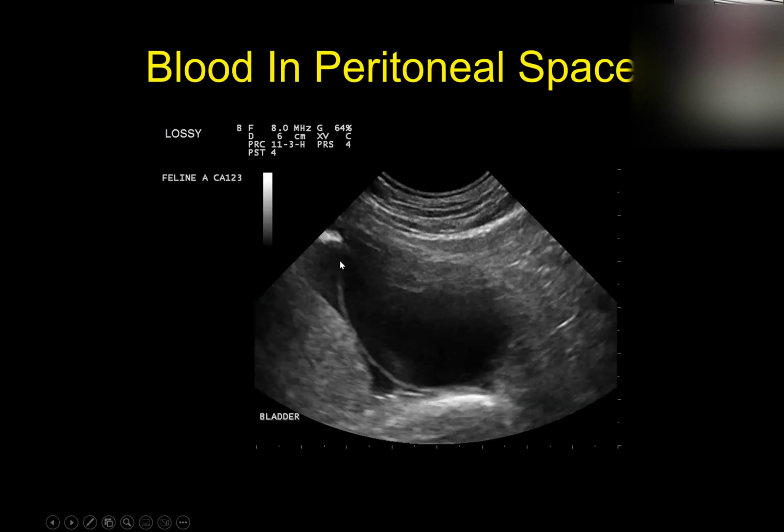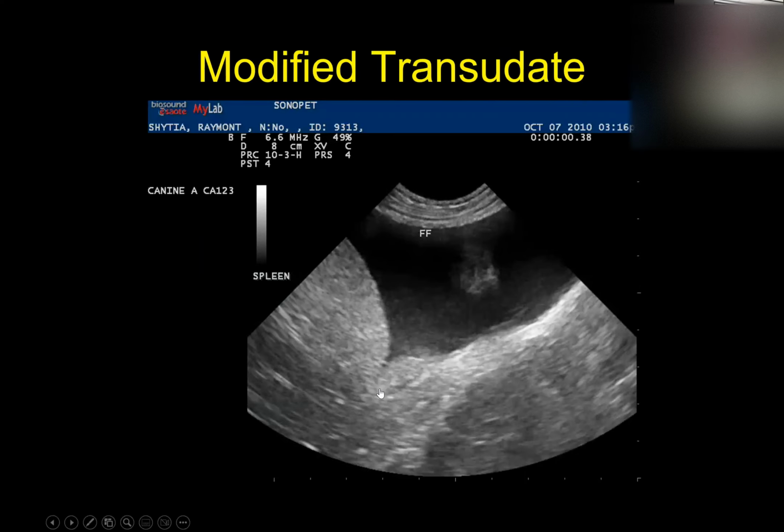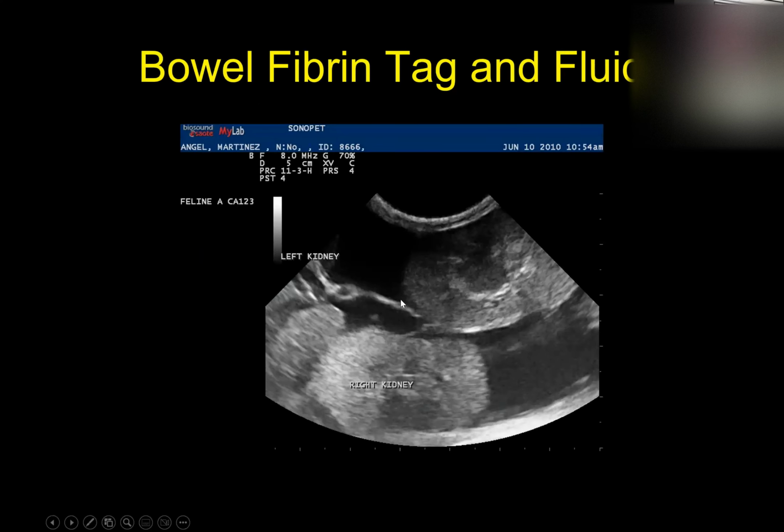Another bladder. Here's a little triangle of fluid, more fluid down in here. You get the idea of how to look for peritoneal fluid. Sometimes you'll see debris in the fluid, and sometimes they form these little spider web looking things. These are called fibrin tags, and they connect one organ surface to another organ surface.